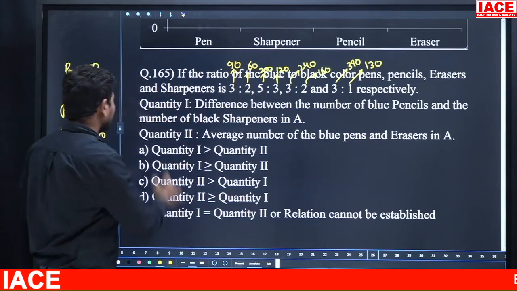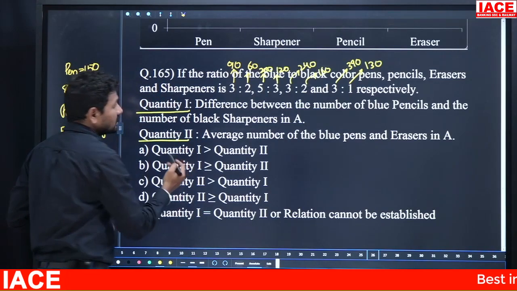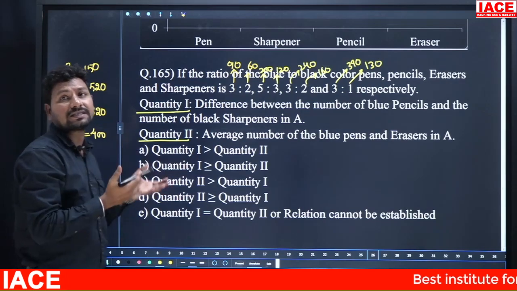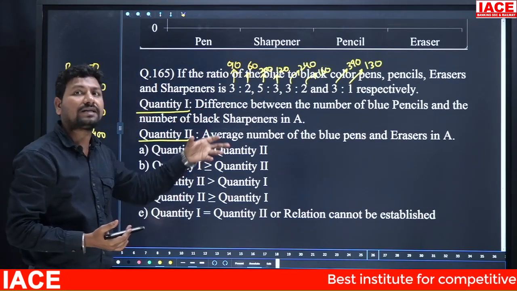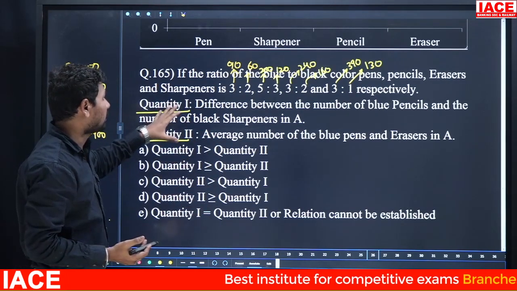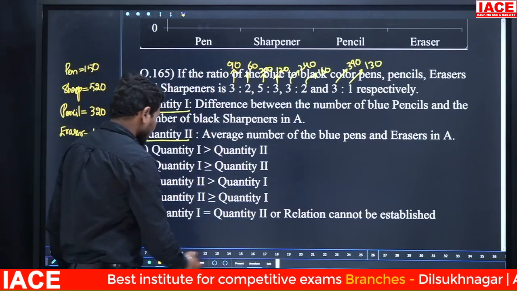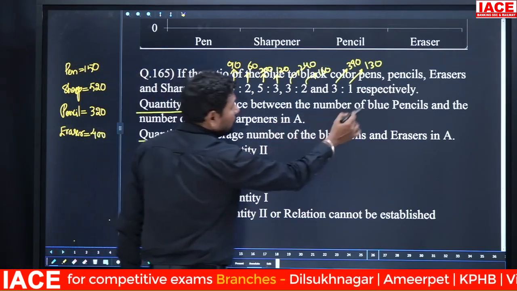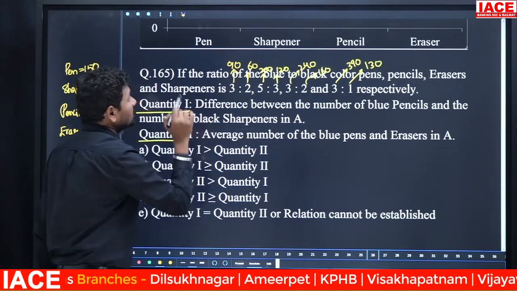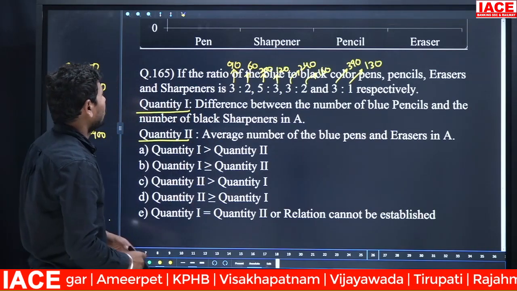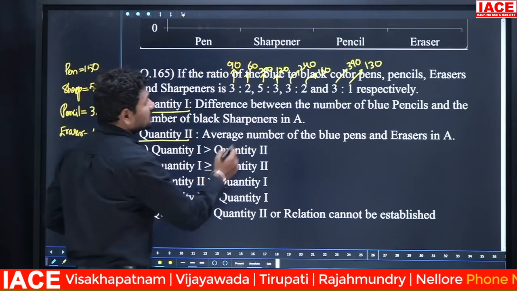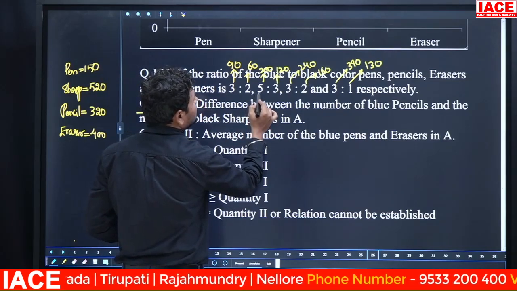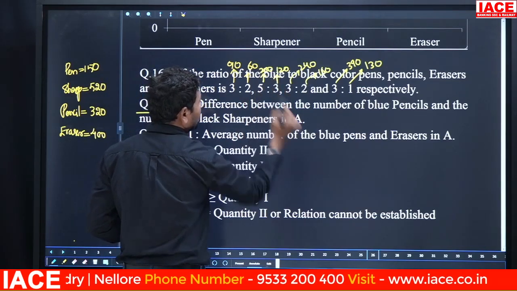In this question, there is a quantity 1 and a quantity 2. For DI purposes, they are not asking a direct question. They are asking quantity-based and data sufficiency questions. Now look at quantity 1: the difference between the number of blue pencils and the number of black sharpeners. Here the blue pencils are how much? Blue to black, blue pencils are 200.